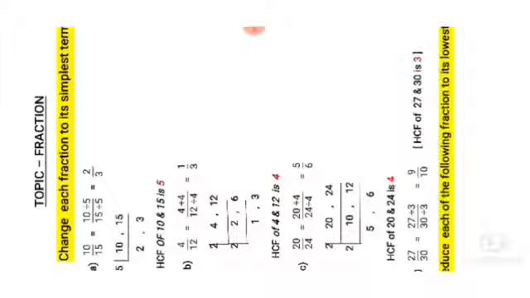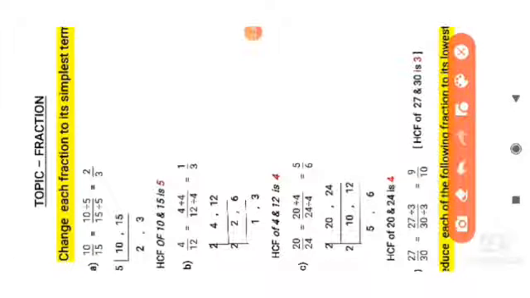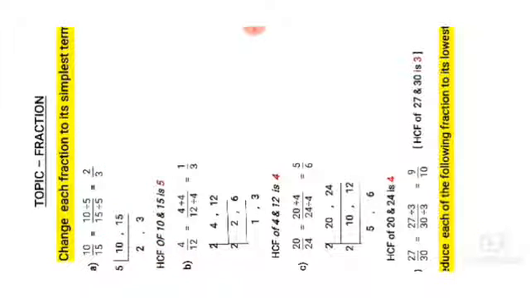Now what to do? We have to divide this numerator and denominator both by this HCF. Then what is coming? If you divide 10 by 5, it is 2. If you divide 15 by 5, it is 3. Okay, so 2 by 3 is the simplest form of the given number 10 by 15. Okay, so it is over. Come to the next sum.